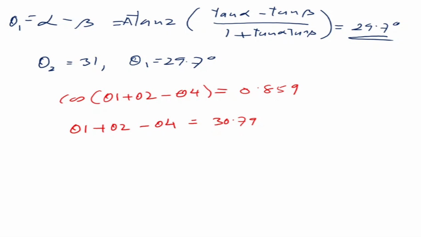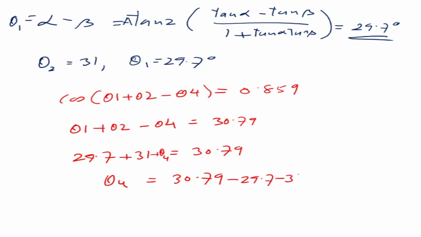Now theta 1 plus, okay, so now I have found theta 1 is 29.7 plus 31 is equal to 30.79 plus theta 4. So what is theta 4 equal to? Theta 4 is equal to 30.79 minus 29.7 minus 31. Sorry, I made a mistake. 30.79 minus 29.7 minus 31, which is equal to minus 29.91.